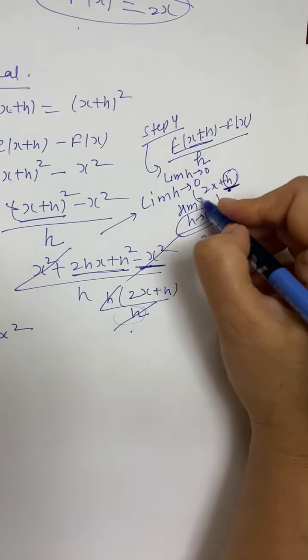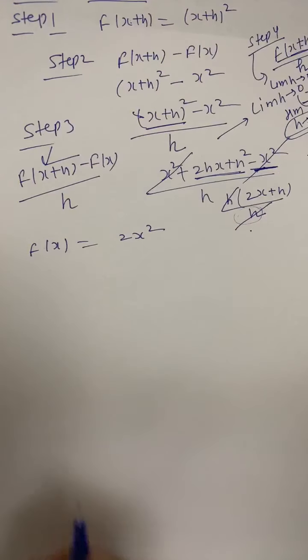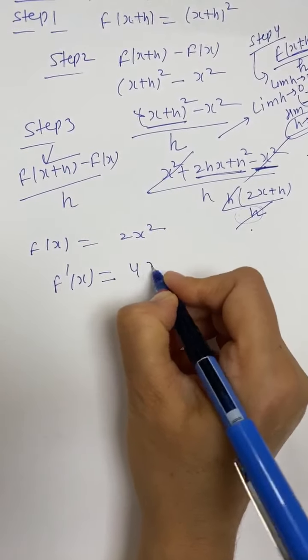So we can ignore this. So the derivative is 2 of x. I hope this is clear. Now the next one is f of x is 2x square. So f prime x we know is 4x.